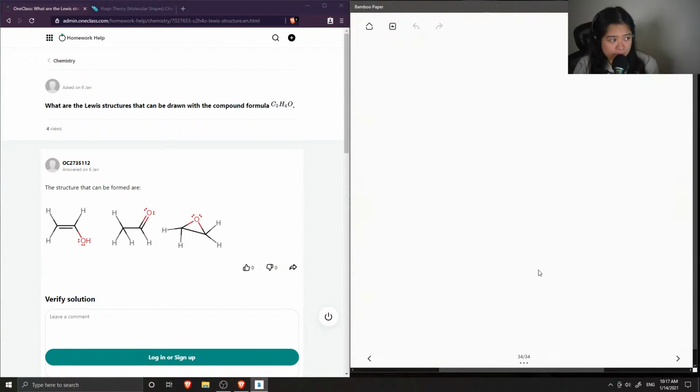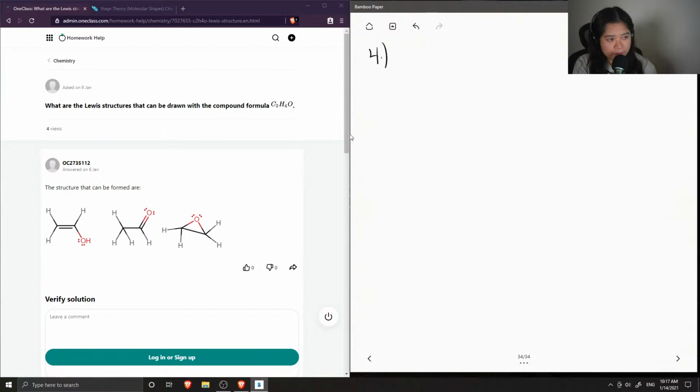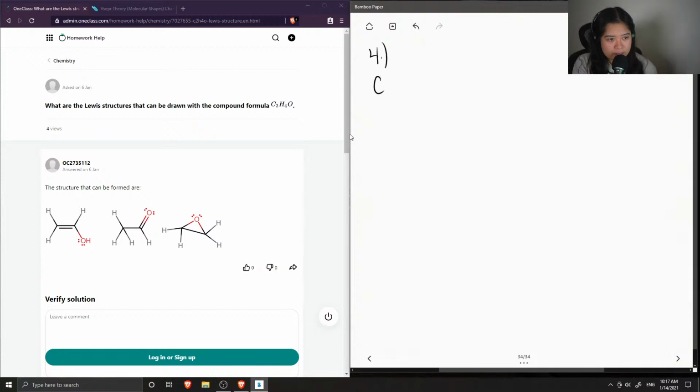Okay, so question number 4. What are the Lewis structures that can be drawn with the compound formula C2H4O?